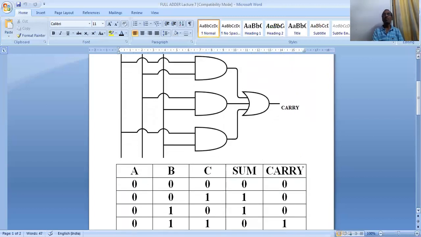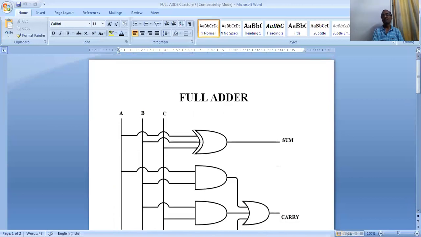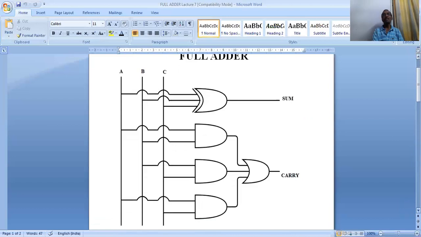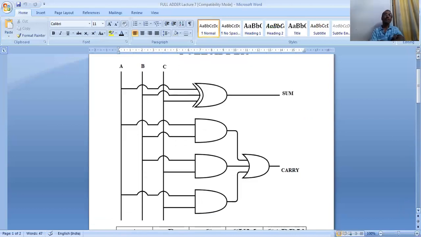Next case is B equal to 1 now. What happens when B equal to 1? Friends, think about what it will be. B equal to 1, A equal to 0, C equal to 0. What is the output of the XOR gate? 0 plus 1 plus 0. The output of the XOR gate is 1. That is, sum equal to 1.